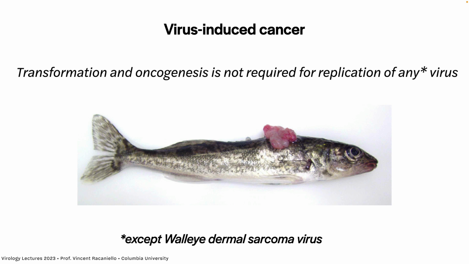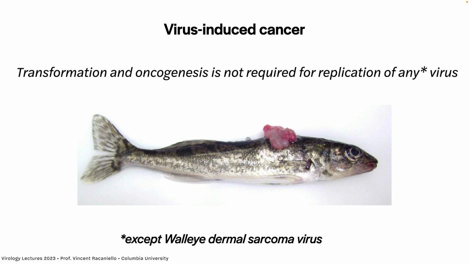But one very important point here, this is a fish with a tumor on it. It's a walleye fish. In case any of you like to fish, this is what this is. And the tumor is caused by a virus called walleye dermal sarcoma virus. And I used to say in this course for years, no, transformation in oncogenesis is not required for the replication of any virus. And in one year, I had to put an asterisk on any, because there is one case where it is.